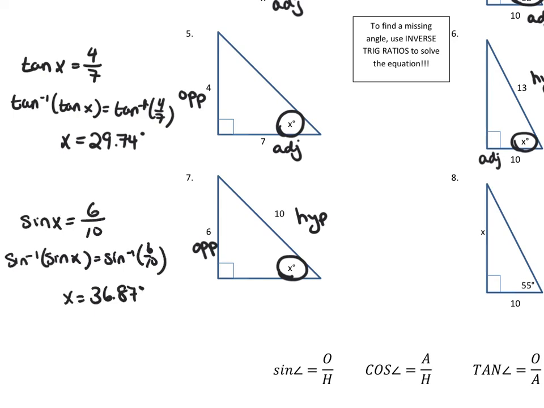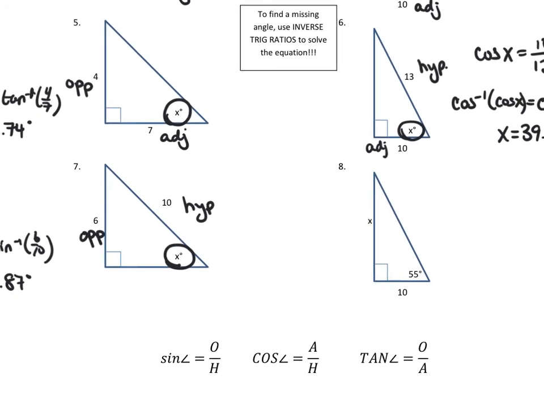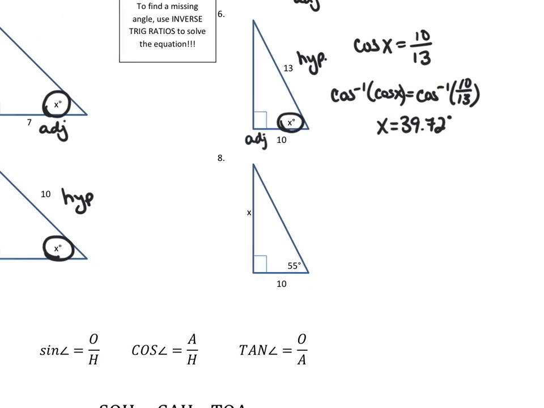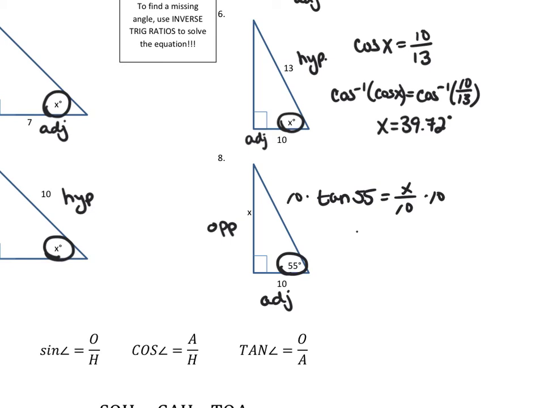Okay, last example. In this example, we're actually given the angle, as we were in the first few, and we need to find the missing opposite side, but we're also given the adjacent side. So we'll use the tangent function and say the tangent of 55 degrees is equal to x over 10. Multiply both sides by 10 and get that x equals 14.28.